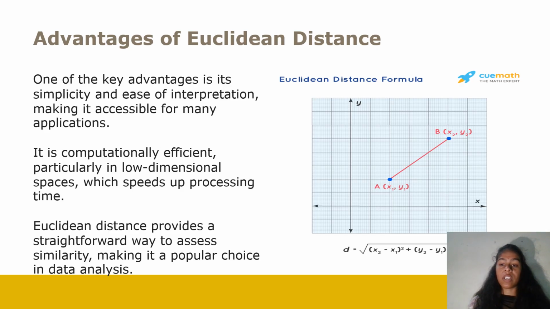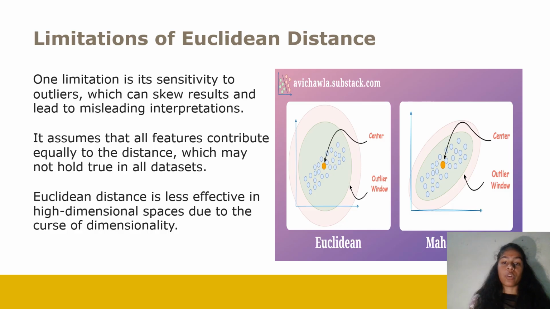Here you can see the Euclidean distance formula. By using this formula, d equals root of (x2 minus x1) whole square plus (y2 minus y1) whole square. Here you can see the graph of the Euclidean distance formula. Here we plotted the x-axis and y-axis, and at the A point x1 comma y1, at the B point x2 comma y2.